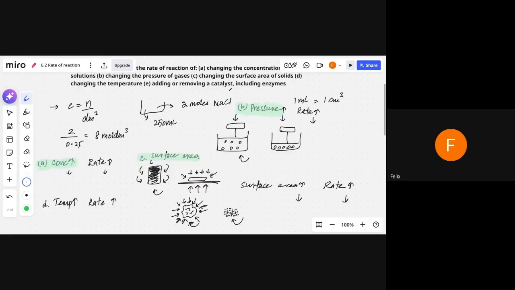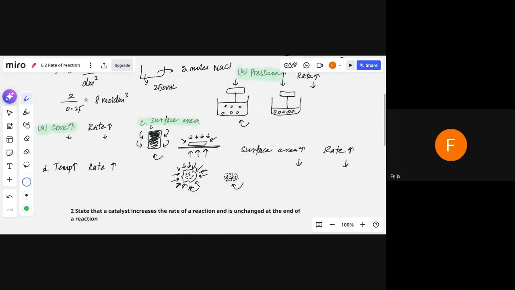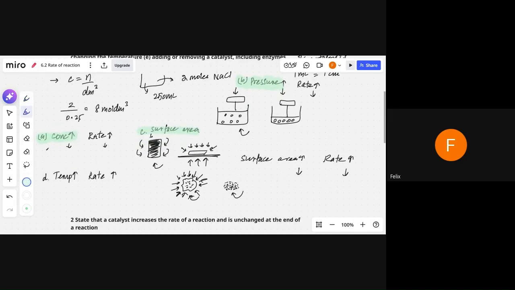Catalysts and enzymes are basically the same thing. Enzymes are biocatalysts, and they are catalysts that are found in living organisms, right? So biocatalysts speed up chemical reactions occurring in living organisms, plants and animals and bacteria, and even viruses. So definitely adding a catalyst will speed up a chemical reaction, and removing a catalyst will decrease the rate of a reaction.